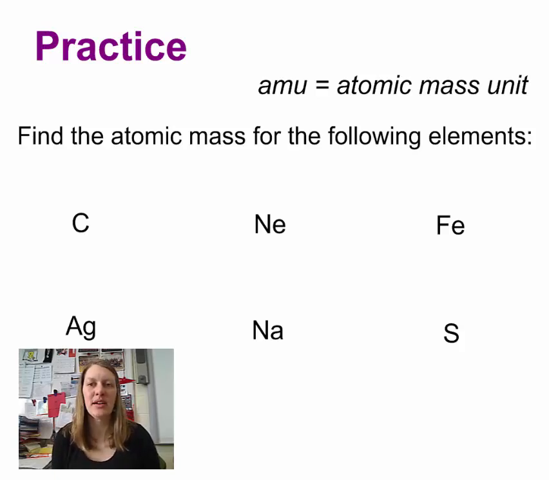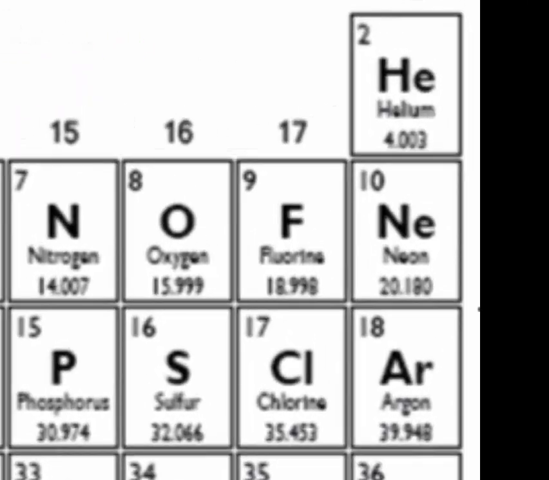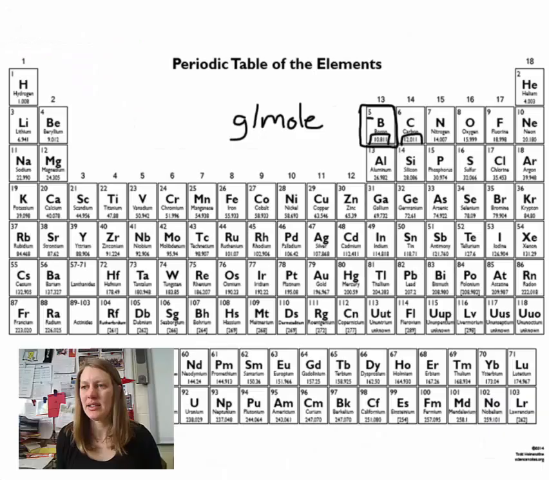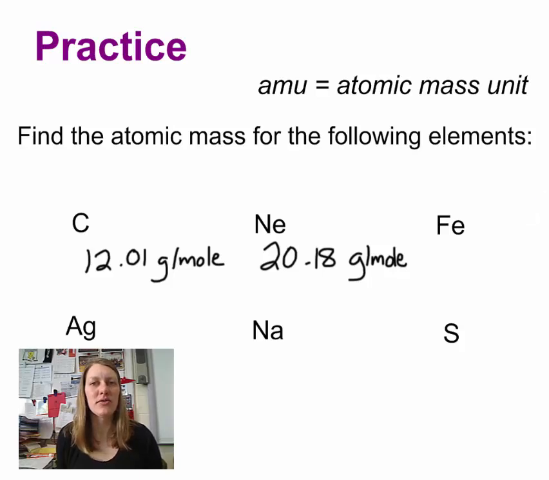So this first one here, we have carbon. And if we look on the periodic table, carbon has 12.01 grams per mole as its atomic mass. Neon, can look back on the periodic table. Neon over here has 20.18 grams per mole. So we can record that. And then why don't you go ahead and pause the video and try these other 4. If you have a periodic table handy, that will be helpful.